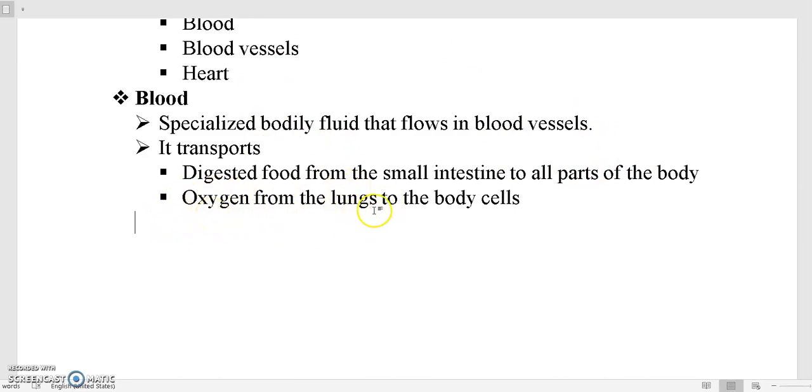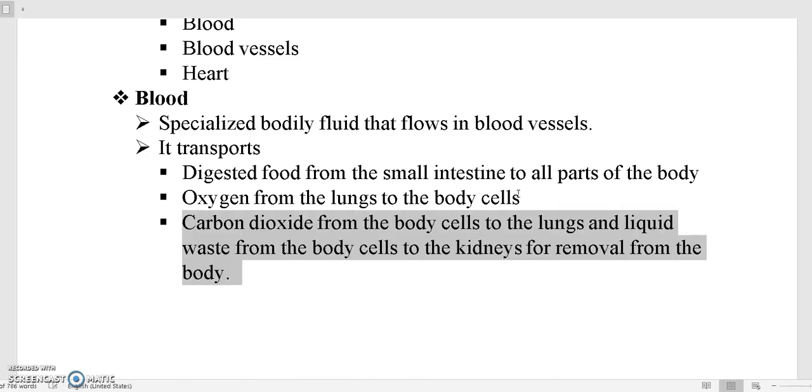From the lungs, of course, because this is the place where exchange of gases happens. So, blood takes oxygen from the lungs and it transports this oxygen to the other parts of the body cells.